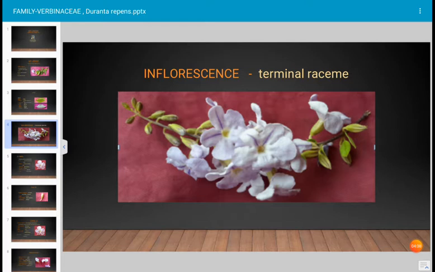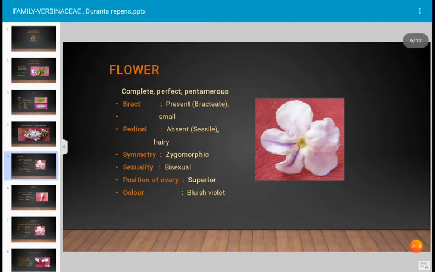This is the inflorescence. A terminal raceme type of inflorescence occurs in Duranta repens, family Verbenaceae. Next. This is the flower of Duranta repens. The flower is a complete flower. All the floral units are present in the flower. Hence it is a complete flower. And the flower is perfect because androecium and gynoecium are all present. And it is a pentamerous flower. Penta means 5. Five petals are there in the flower. Hence it is a pentamerous flower.